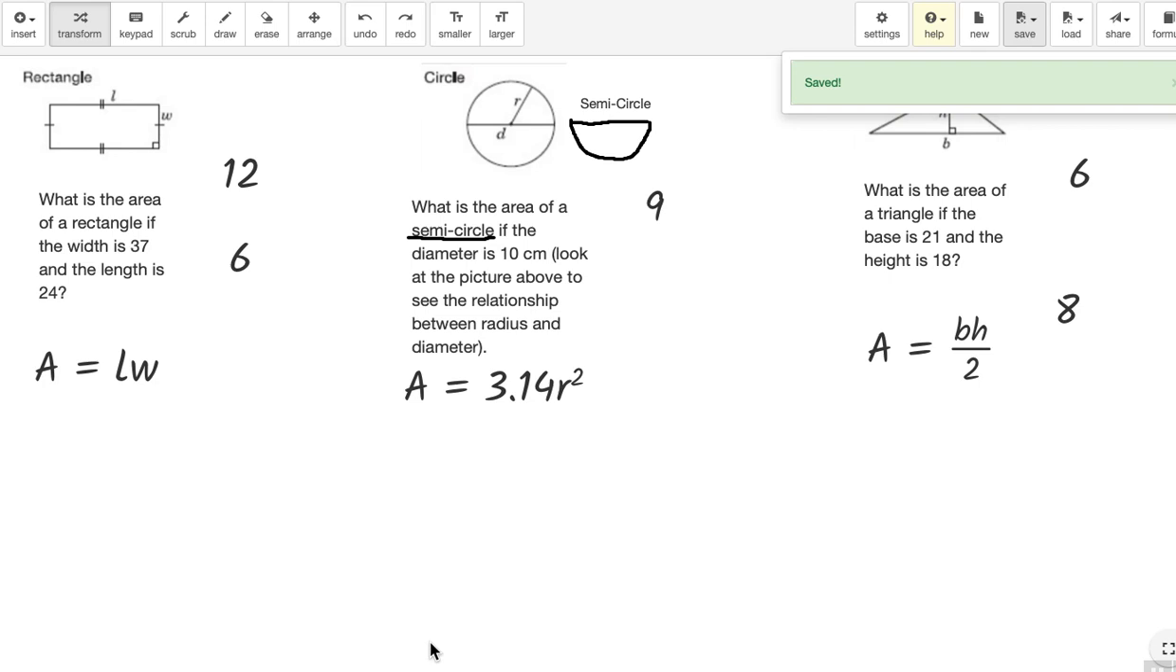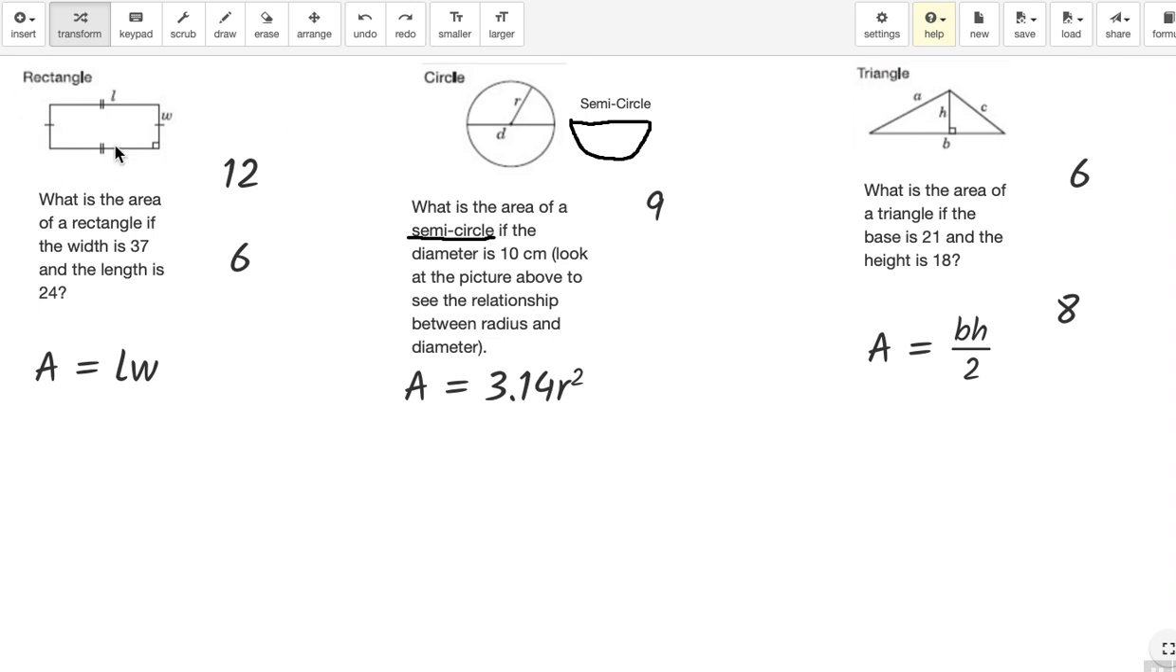Just a screencast for you to watch to learn how to use Graspable Math with formulas. We're going to do some fairly straightforward questions today on determining the area of different shapes. I'm going to do a few examples and then you're going to work through how to do them.